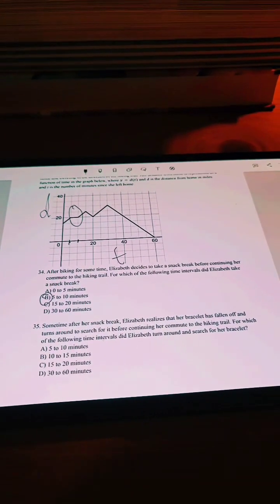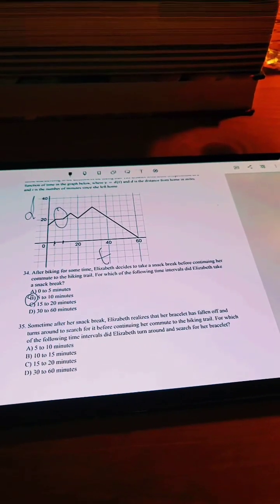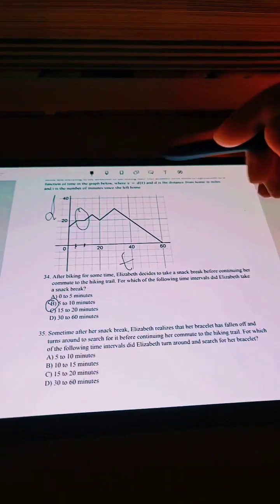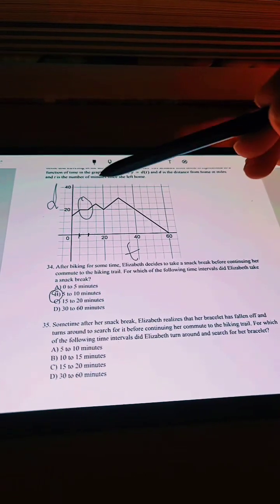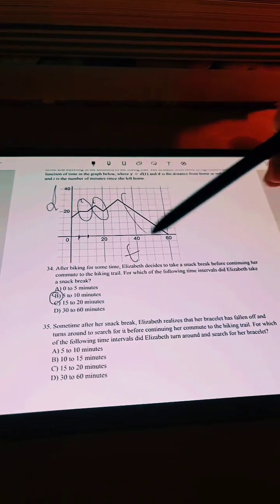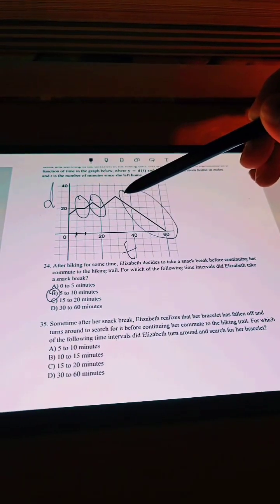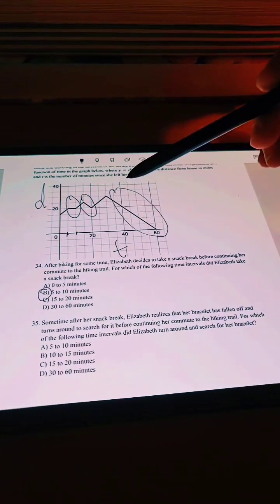So if she's going back to find the bracelet, she's getting closer to her house, so her distance from her house is decreasing, right? So let's see, where is that happening? The distance would be decreasing right over here. It also decreases right over here, but this part, how do I say this?